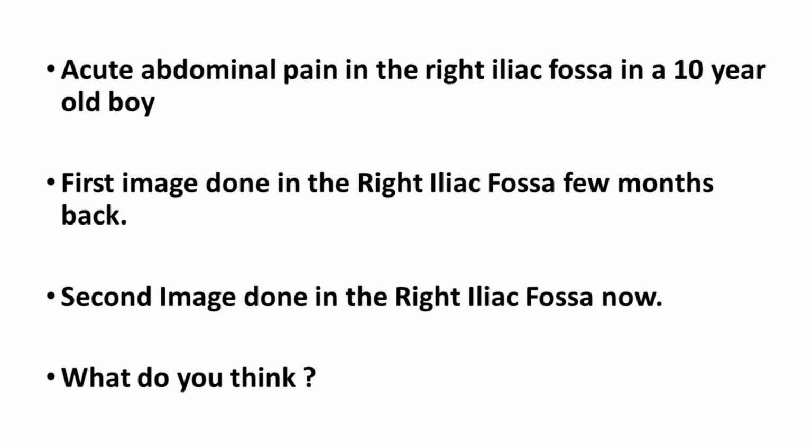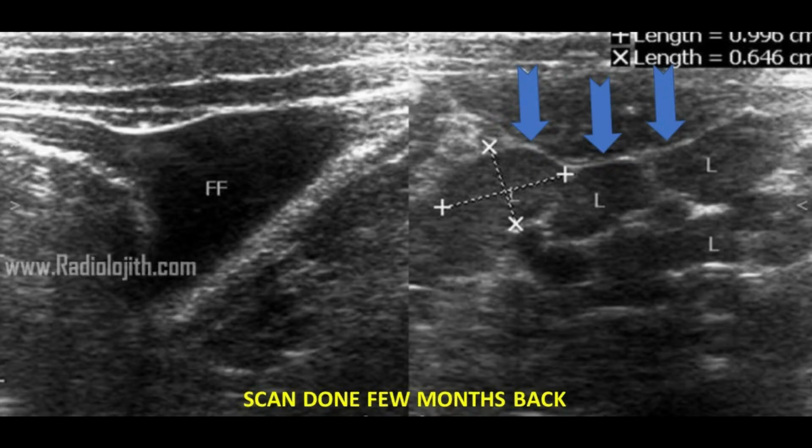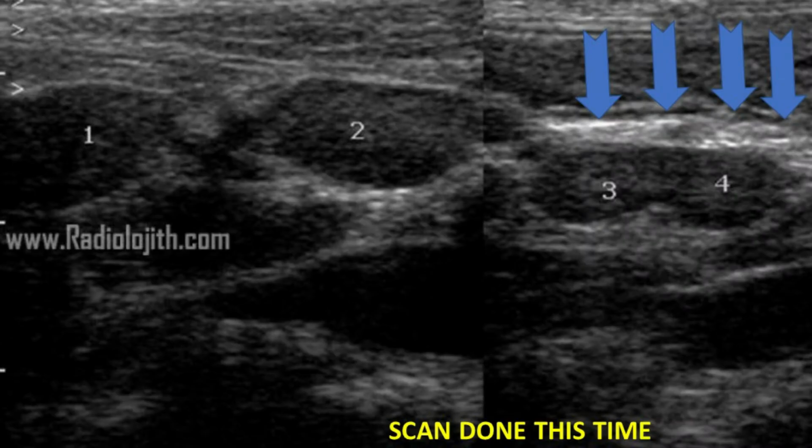The findings are almost similar, showing multiple mesenteric lymph nodes in the right iliac fossa in both images with the same size and configuration. But in the first image, we have thin free fluid in the right iliac fossa, and in the second image, we have echogenic mesenteric fat standing in between the enlarged lymph nodes, which was not there in the first image. I have marked them for your identification. The diagnosis in both is mesenteric lymphadenitis.